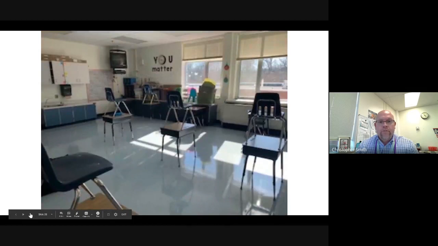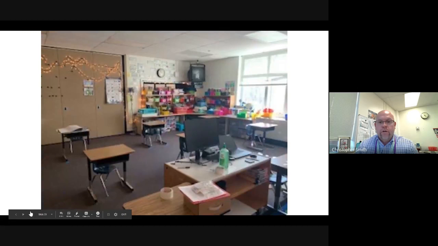Here's a couple rooms. This is a 2nd grade room that's almost ready to go, with desks being separated. And I took a picture of a 1st grade room, and you can kind of see the teacher setup at the front there with the technology to help the online students, and the desks separated there. So you get a little visual of what a classroom is going to look like when they come back.